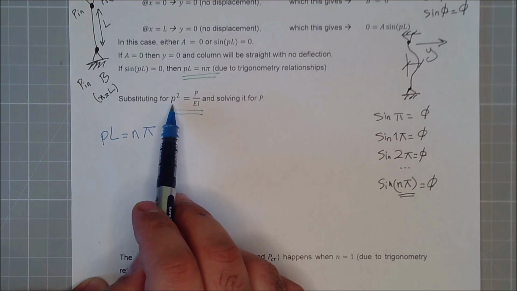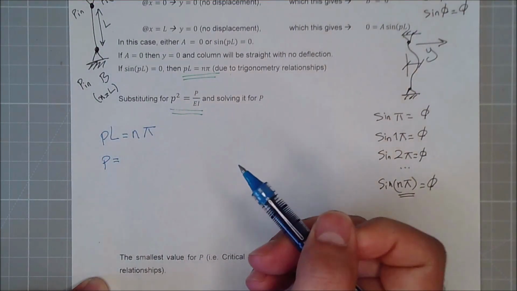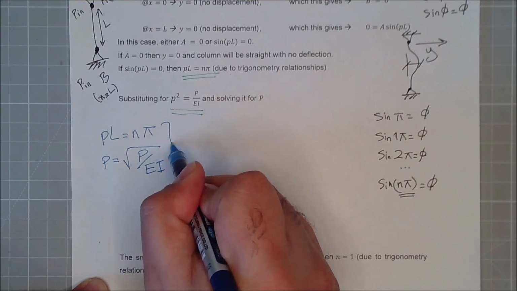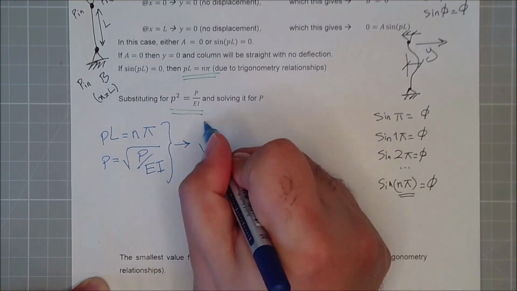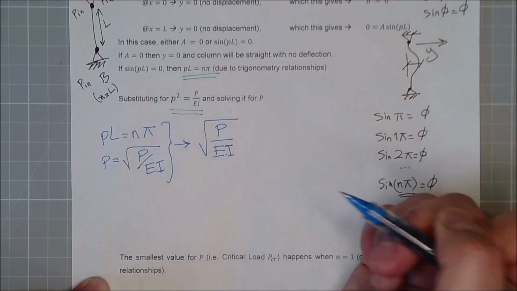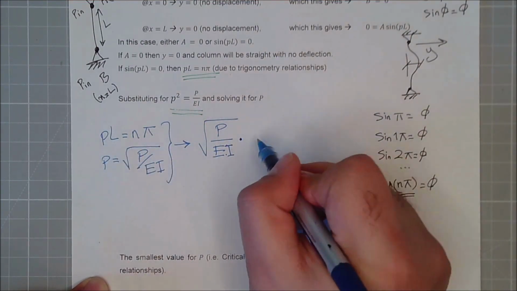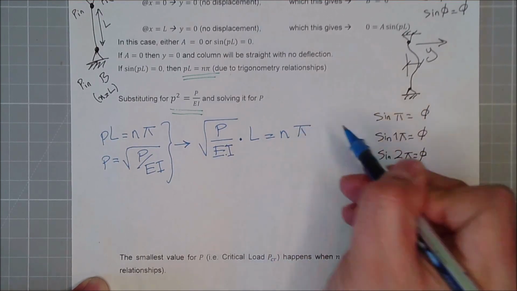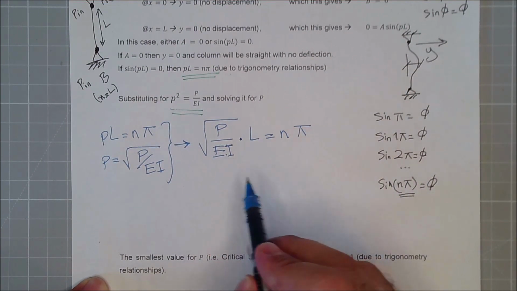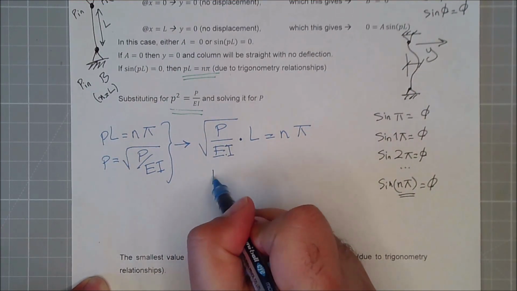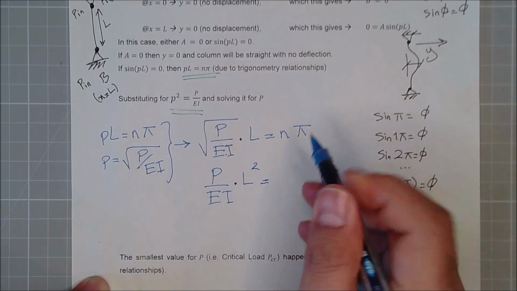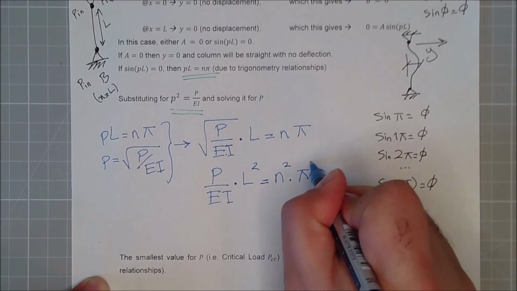So do you accept that p, in this case small p, will be the square root of capital P over EI? Yeah. Can I conclude from these two that the square root of my axial force applied over my material times the cross-sectional representative, times the L that I have here, is n times pi? Let's take a power of 2 on both sides. So it will be P over EI times L to the power of 2 equals n to the power of 2 times pi to the power of 2.